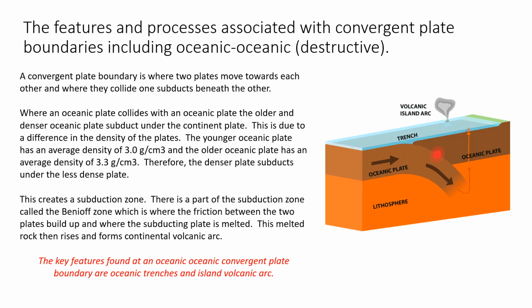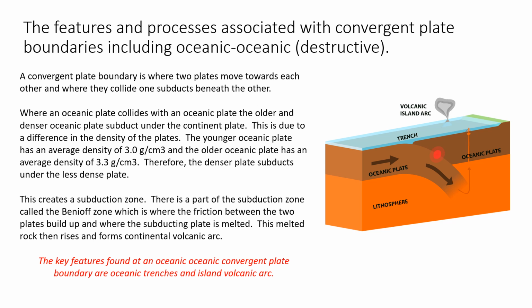Where we have oceanic plates converging, the older of the two will be denser because it's older, it's colder, it's had longer to cool, and therefore its density is greater. So you might only have a difference in density that's very subtle, but it's the older one that will subduct. And we will see some of the key features that we would find at this type of convergent plate boundary.